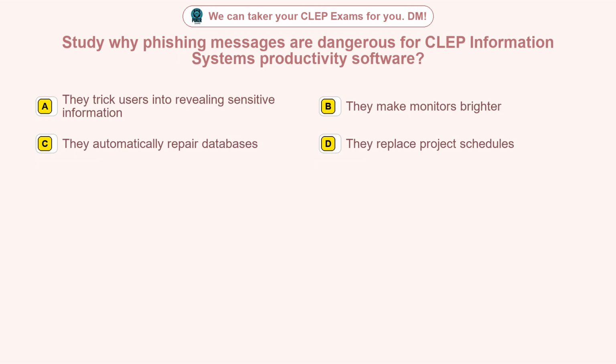Question 45. Study why phishing messages are dangerous for CLEP Information Systems productivity software. Option A. They trick users into revealing sensitive information. Option B. They make monitors brighter. Option C. They automatically repair databases. Option D. They replace project schedules. The correct answer is option A. They trick users into revealing sensitive information.